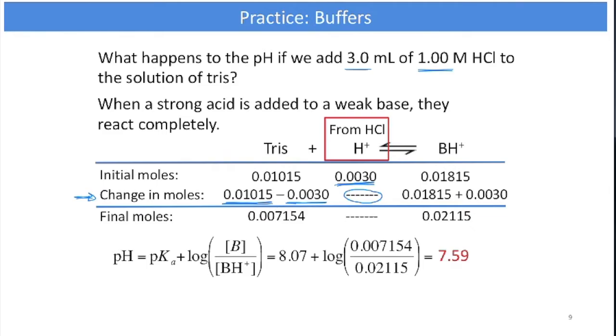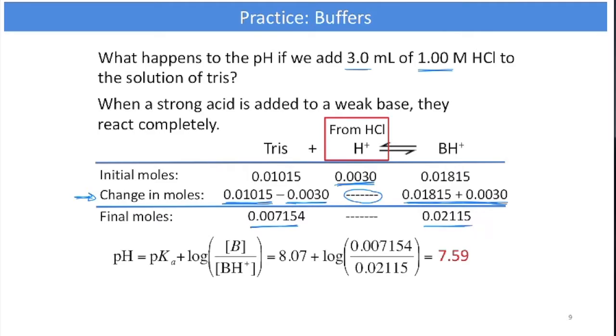The HCl is adding an H plus to the tris, and it's converting it into tris HCl, the conjugate acid. So we take the amount of conjugate acid, and we add the amount of acid that was added to that reaction. The H plus is subtracted from the base, but it's added to the weak acid. So what we end up with is a different number of moles of the tris and the tris HCl.